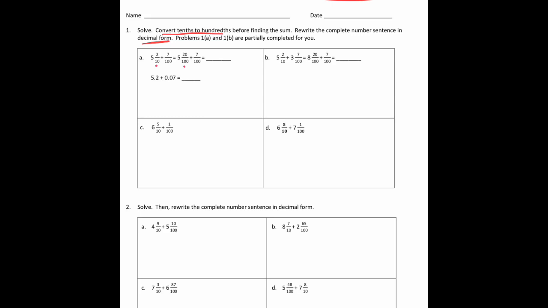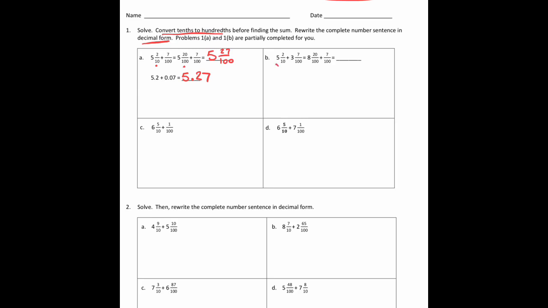Well, the 2 tenths is the same thing as 20 hundredths, so I change it to 5 and 20 hundredths plus 7 hundredths. And 20 hundredths plus 7 hundredths will give you 27 hundredths. So get 5 and 27 hundredths. Then it asks you to rewrite it as a decimal form down here. And so what you'd get in decimal form is 5.27.